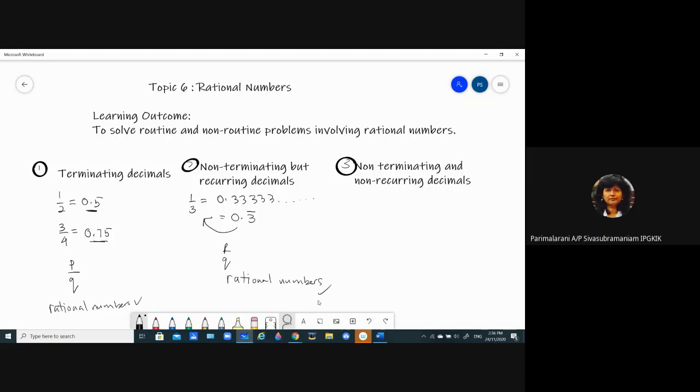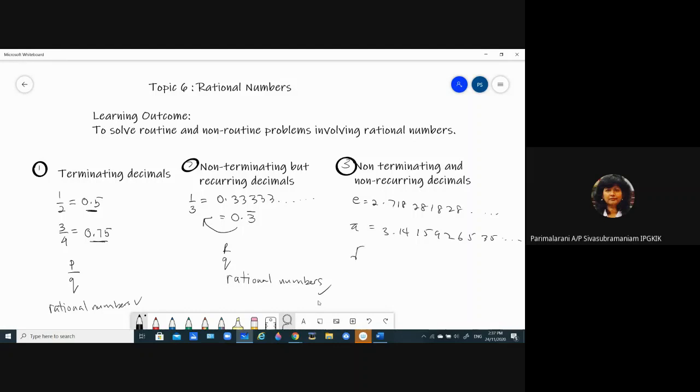The third type of decimal numbers are non-terminating and non-recurring decimals. Example, e, which is 2.718281828 and so on, or we have pi, 3.1415926535 and so on. If you look at the digits behind the decimal, they are continuous. There's no ending, and the digits do not repeat. If you look carefully, none of the digits repeat. So this decimal is known as non-terminating and non-recurring.